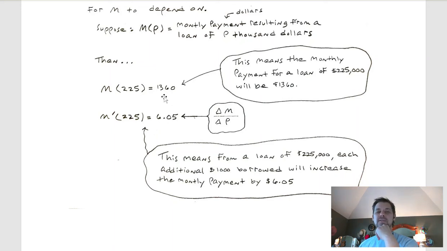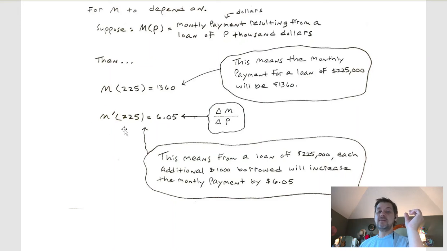So what this means comes right out of the meaning of this function. The function M of P tells you what your payment is if you know what the loan amount is. So in this case, it would say the monthly payment for a loan of $225,000, because I've said that the interpretation of P is $1,000. It means that the monthly payment for a loan of $225,000 will be $1,360. That's all that means. So that's the first thing: how do you interpret the meaning of the function?